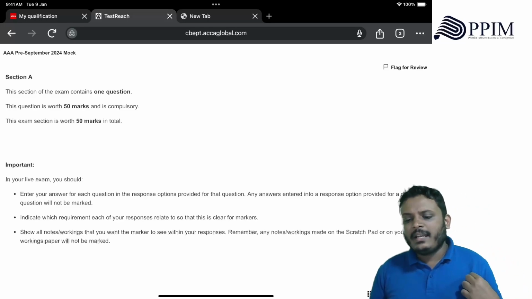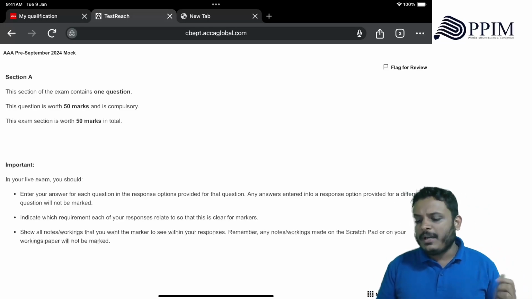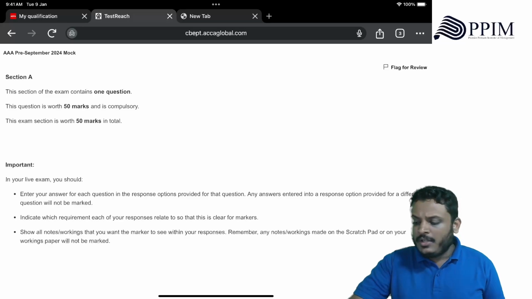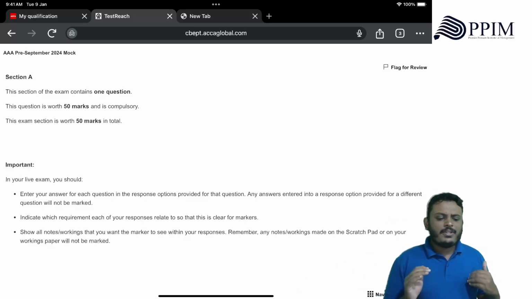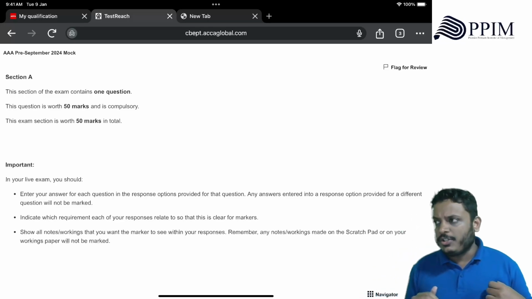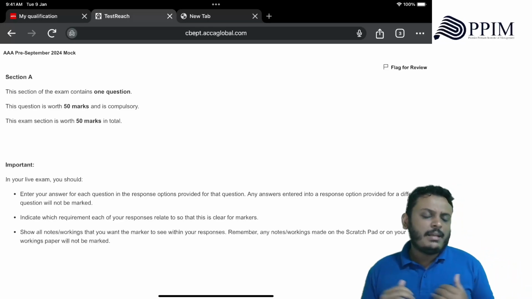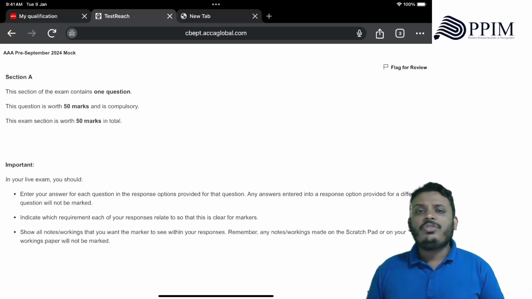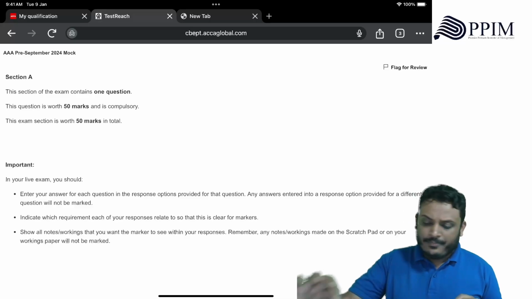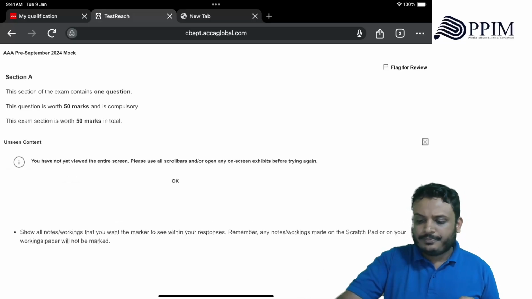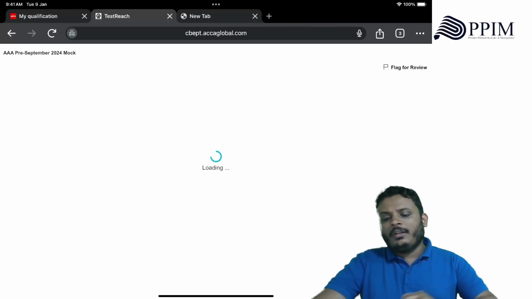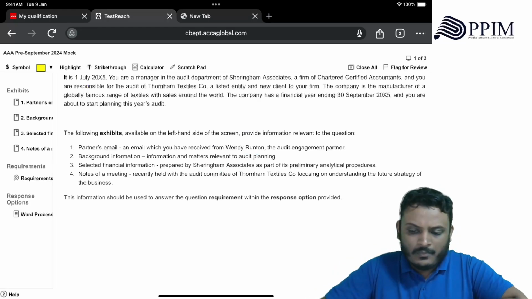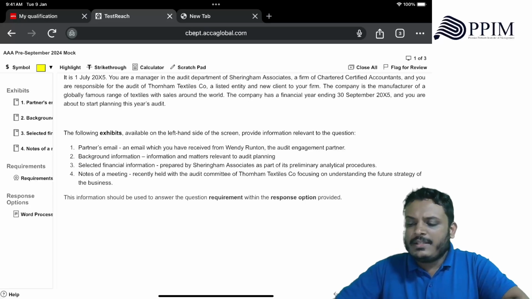So Section A consists of 50 marks of questions. Let's move to that. Try to understand, again I'm telling you, professional skepticism and professional judgment are among the basic concepts that we need to understand and should develop in order to get things done. Right, let's move to the case.